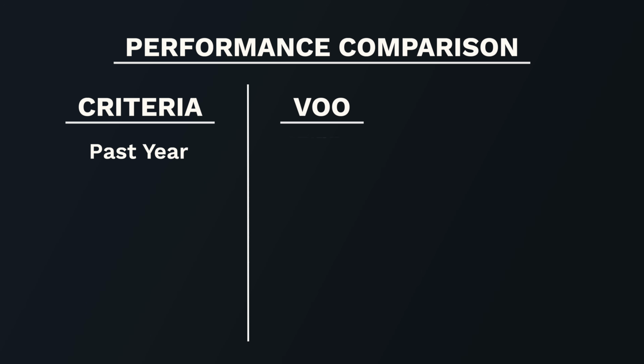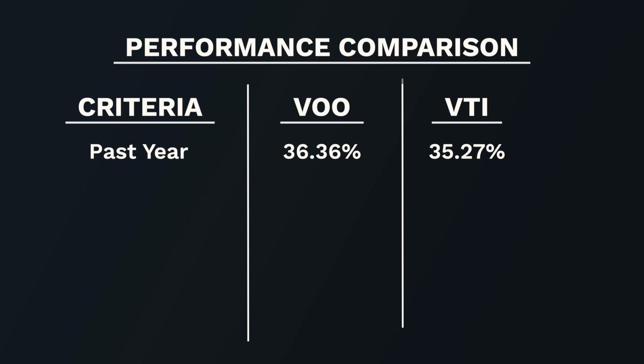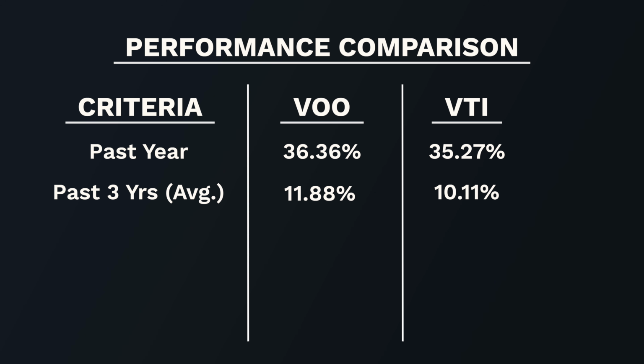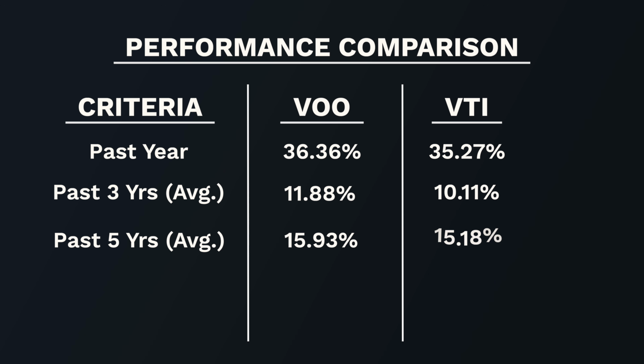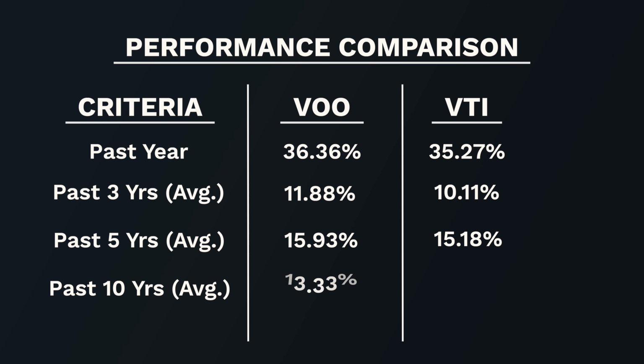Because of these differences, the historical performance between each is going to be slightly different, where over the past year, VOO grew 36.36% in value, where VTI grew 35.27%, which if we look over the past 3 years, the average annual return for VOO was roughly 11.9%, where VTI was 10.1%. To compare even further, the past 5-year average was 15.9% for VOO and 15.2% for VTI. And the one I like to view most is the long-term performance of 10 years, where VOO's average was 13.3% and VTI's was roughly 12.8%.